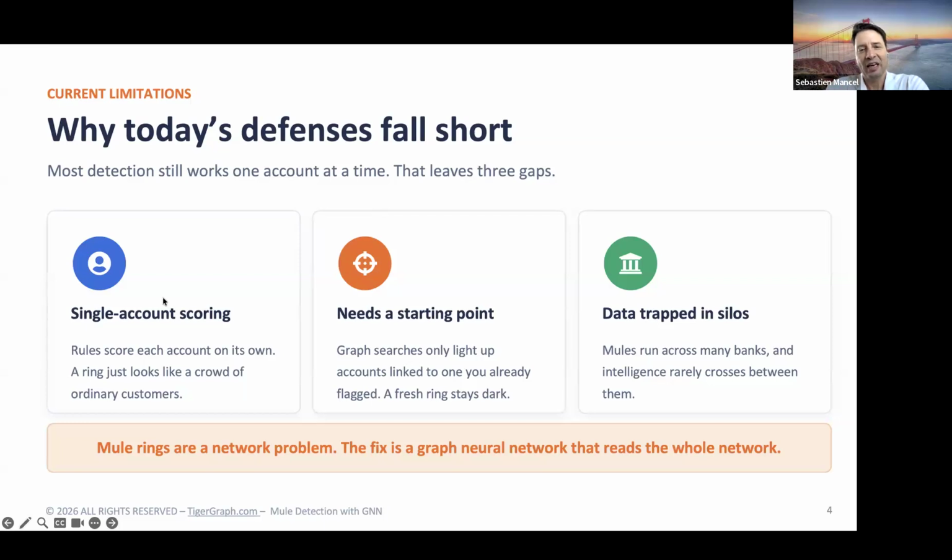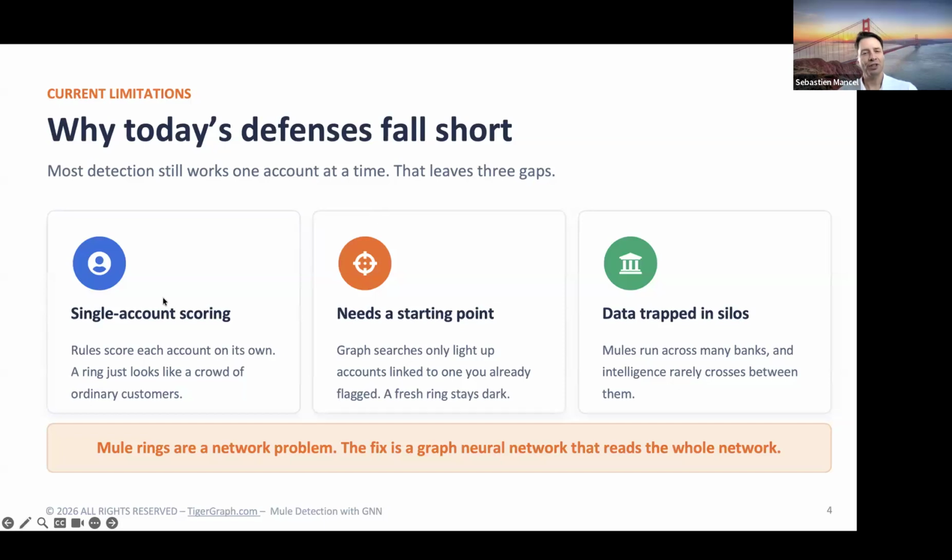The second limitation is that many graph-based searches still require a starting point. They are good at expanding from an account that has already been flagged, but they may not discover a brand new mule ring if no account in that ring has been identified yet.